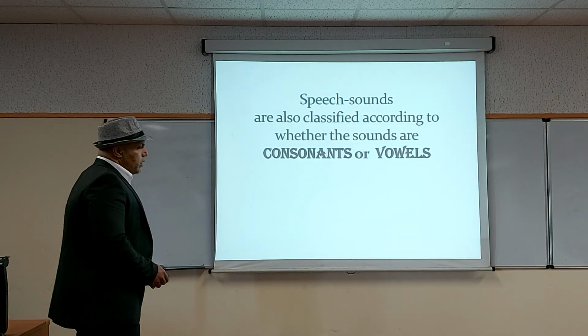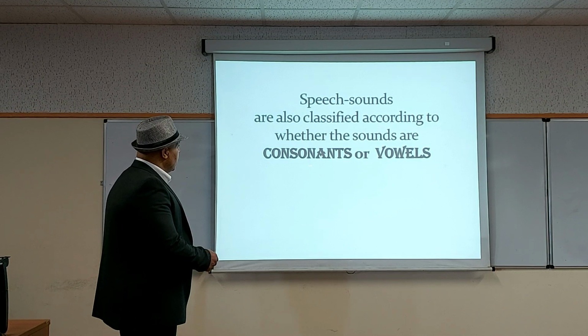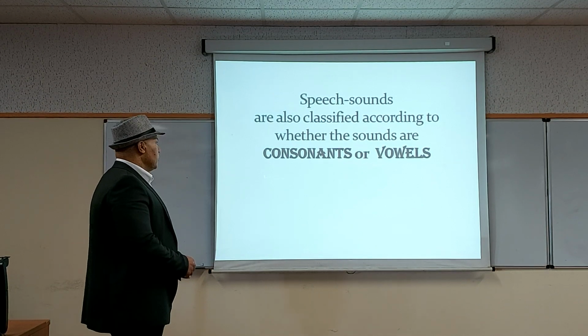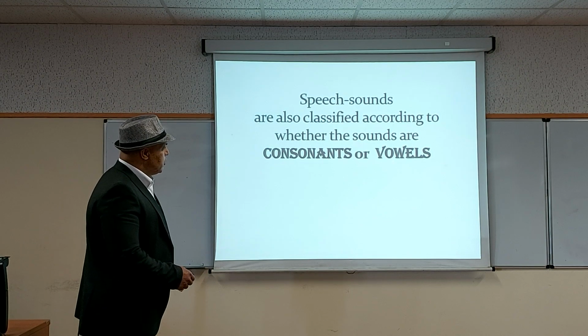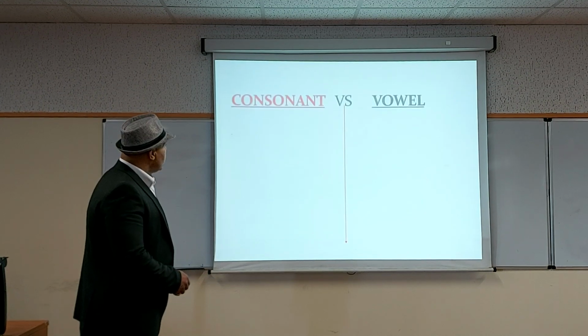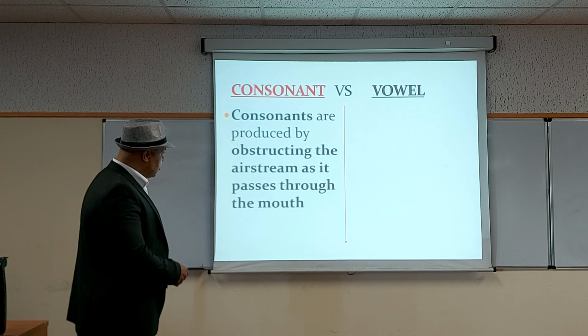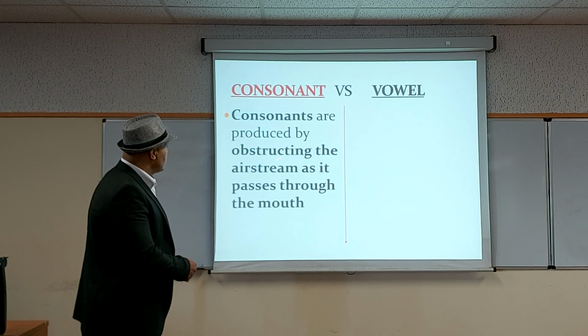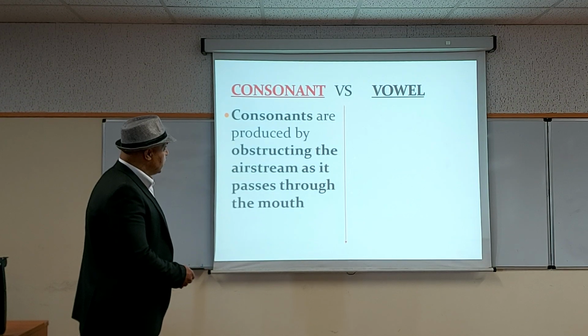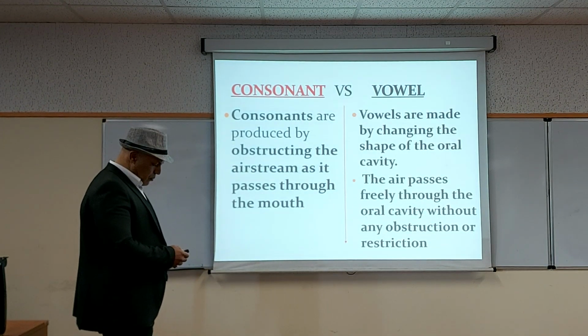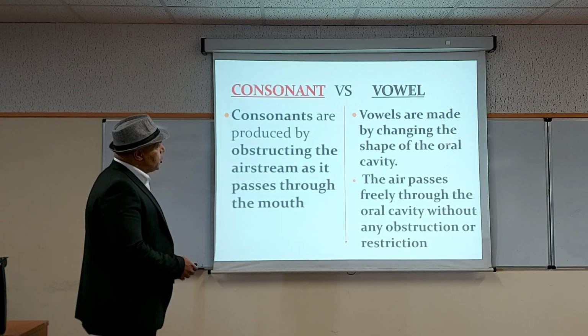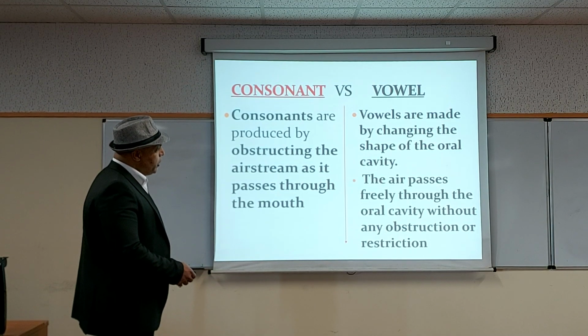But speech sounds can also be classified according to whether they are consonants or vowels. What's the difference between consonants and vowels? Consonants are speech sounds produced by obstructing the air as it passes through the mouth, while vowels are made by just changing the shape of the oral cavity. The air passes freely through the oral cavity without any obstruction or restriction.